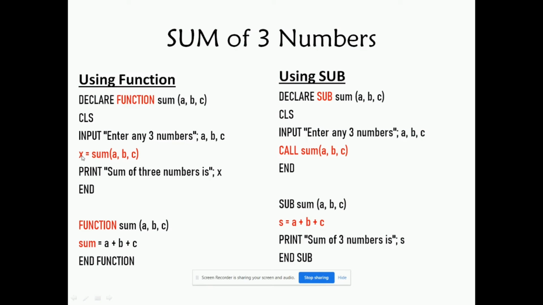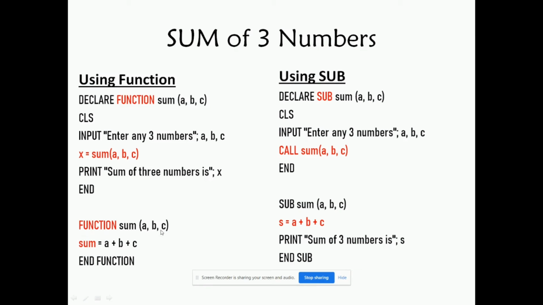Now while calling a function, function returns a value. To store that return value, we have written here x equals function call sum a comma b comma c. This is the function call, and this x will store the return value. And after this, we are printing the value of sum of three numbers, that is x, because we have created this function to calculate the sum of three numbers. So this function will return the sum of three numbers, and that will be stored in x, and we printed that value. And end. This is main module finished.